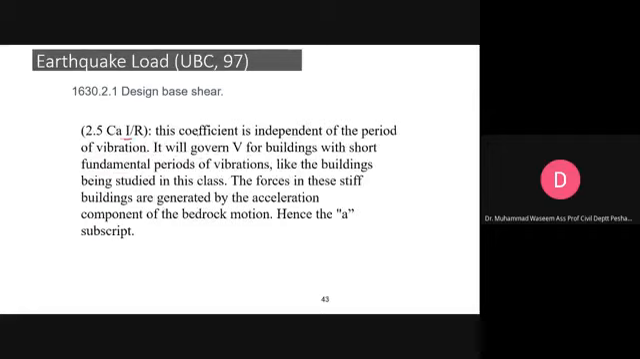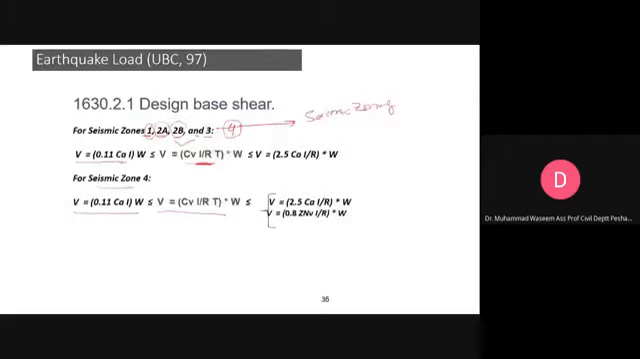What is this factor? This is a lower bound. So you can go to these slides, and you can look at these slides. What is the lower bound? What is the upper bound in zone 1, 2A, 2B, 3?